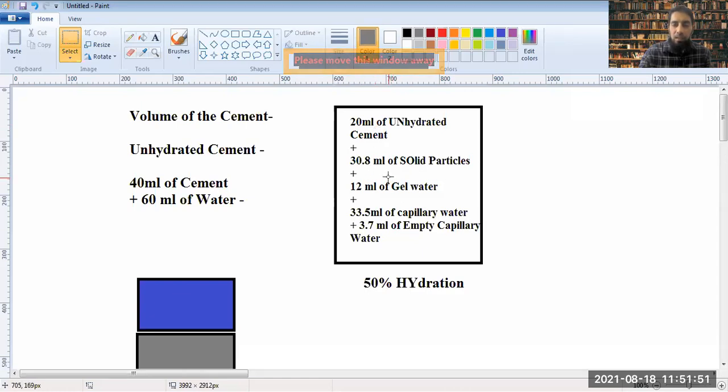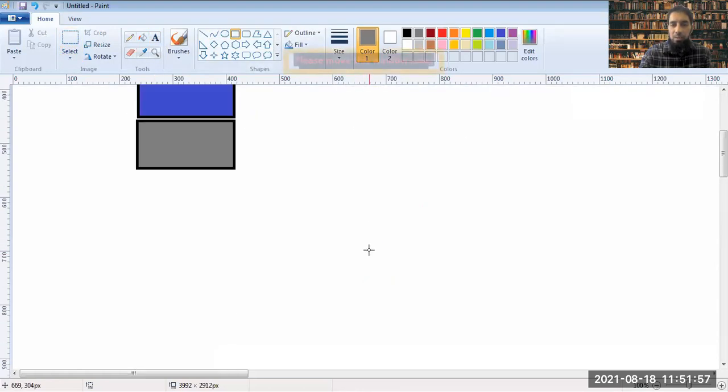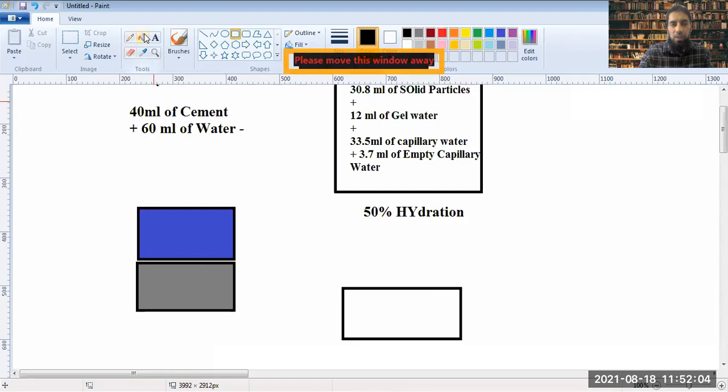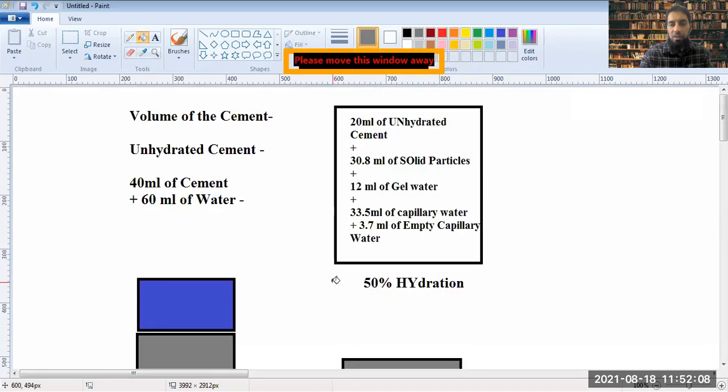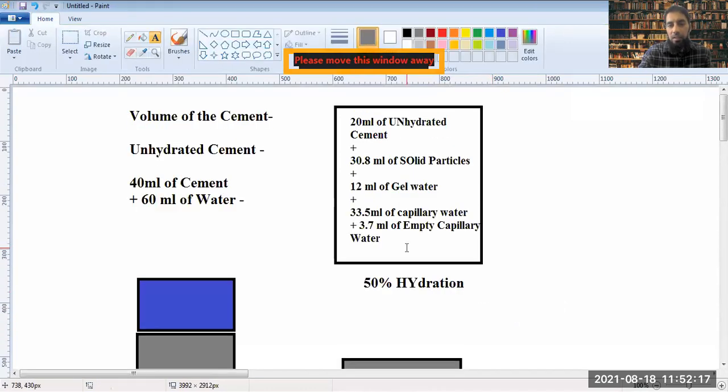Now, solid particles would mean that it has hydrated. So 30 ml has actually hydrated. Because that's denser, it will settle down. That will be at the bottom of this. So this would be in a hydrated formation. These are 30 ml solid. Then you have around 20 ml of the unhydrated.